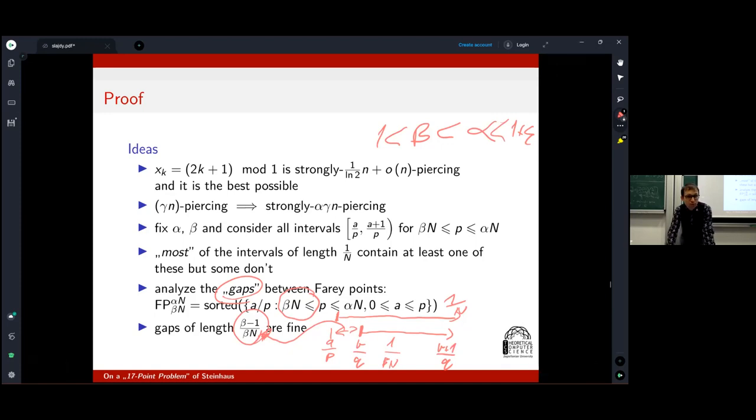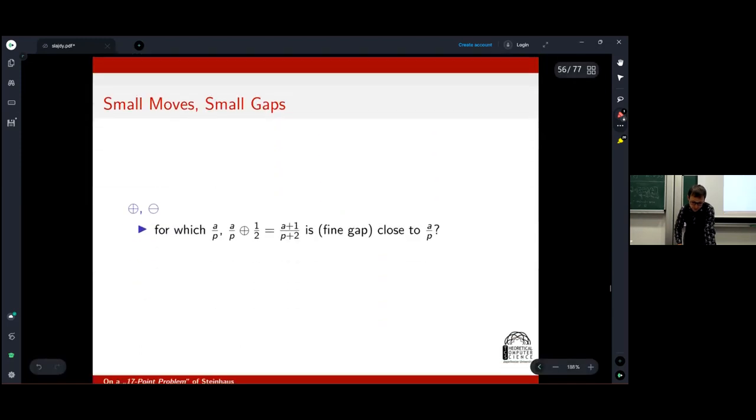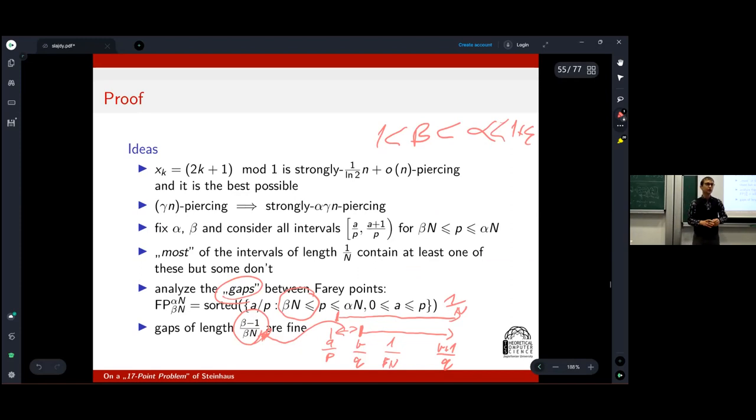So all those piercing sequences become strongly piercing, and we know that it's not true, right? So for some, there will be gaps in this set that are larger, but let's start with investigations of those short gaps. Which gaps are short? Those that are already fixed, pierced by this gamma n piercing sequence, and we will have to do something else for the rest of the 0-1 interval.